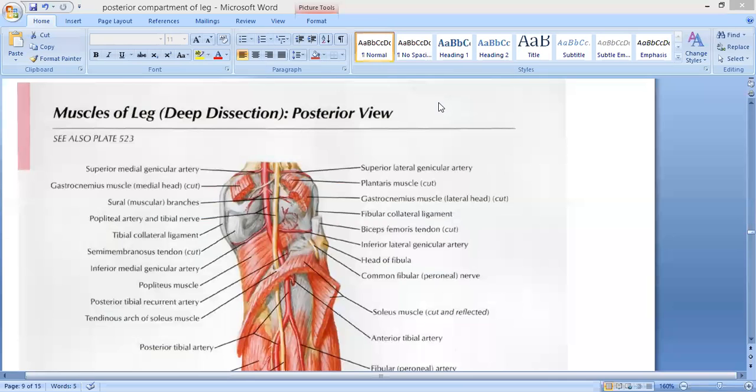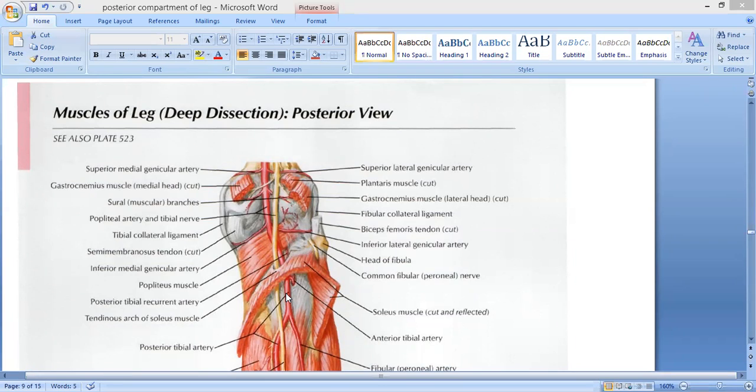Posterior tibial artery. Okay. So posterior tibial artery, it is one of the terminal branches of the popliteal artery. Here you can see the popliteal artery, right? And when this popliteal artery reaches the lower part of the popliteus muscle, this is the popliteus muscle, at the lower part of the popliteus muscle, it is going to divide into the anterior tibial artery and the posterior tibial artery.